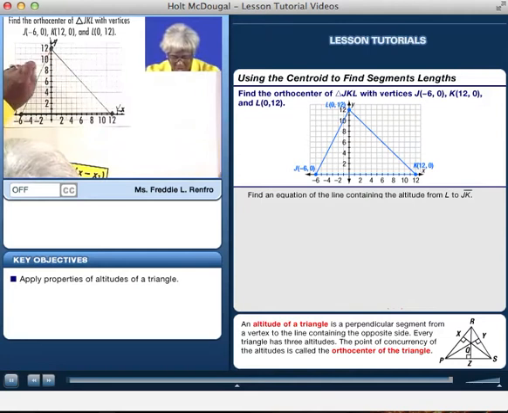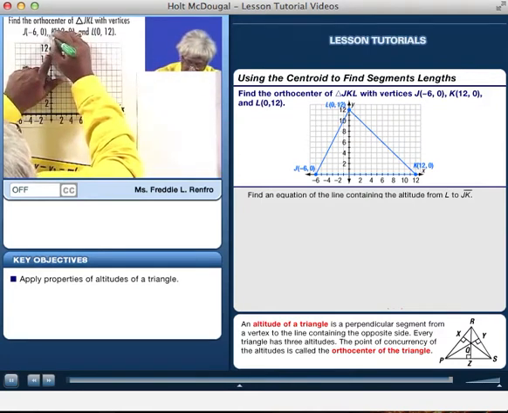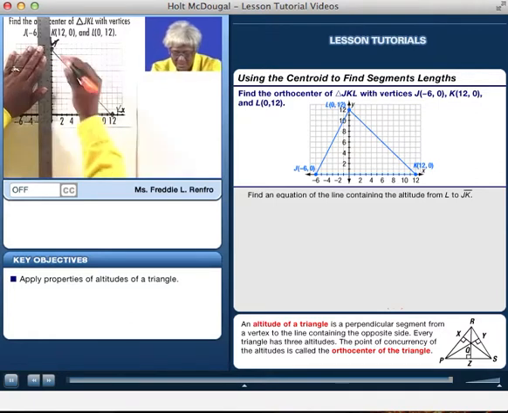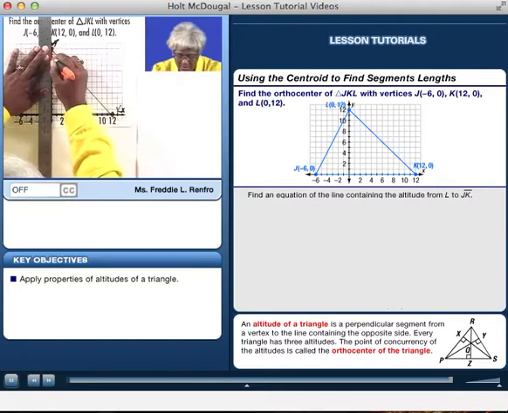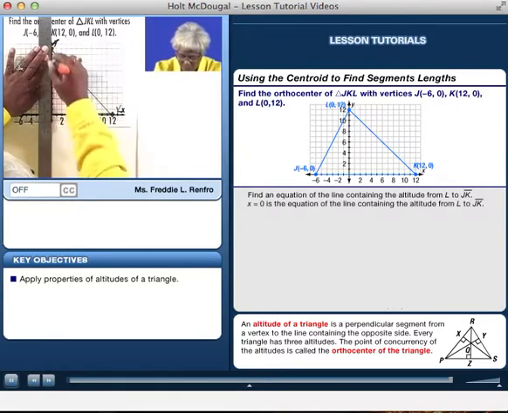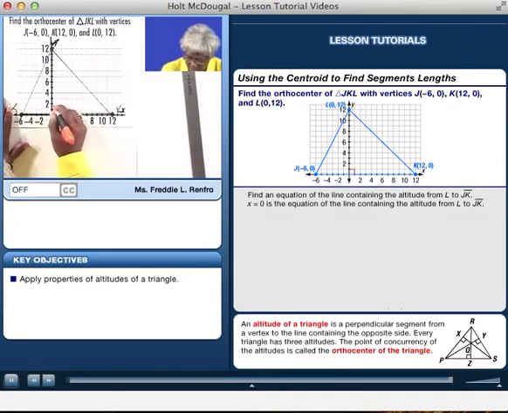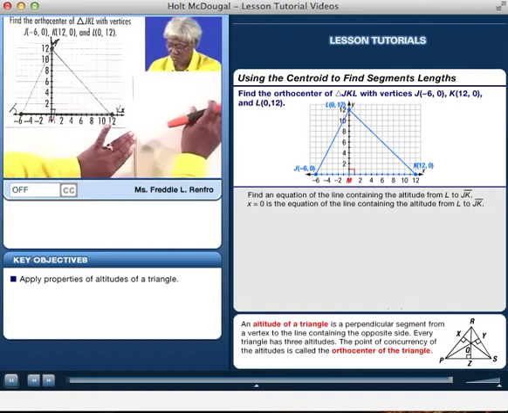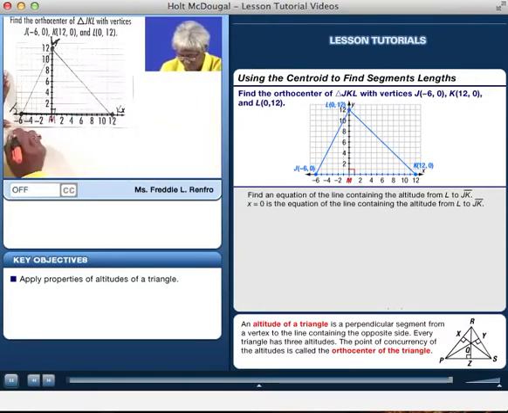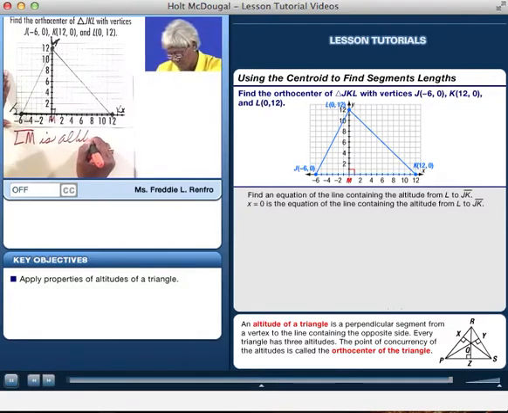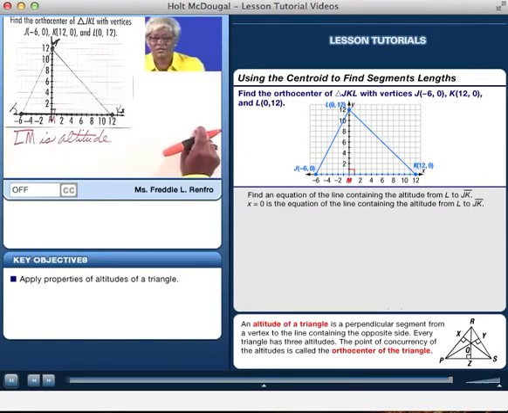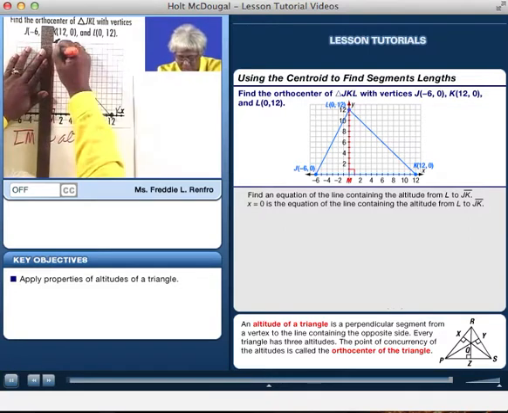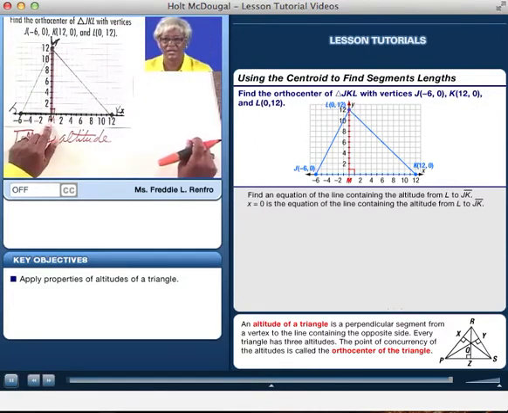Let me go ahead, and I forgot to label this point. Oh, this is L. See it? Point L. So, one altitude is the y-axis, because it is perpendicular to the x-axis. Let's call this point M. Okay? So line segment LM is an altitude. That's one of my altitudes. I need to find another altitude. I need to find another one. Let's shade this in just a little thicker, because we have the y-axis, which is black.